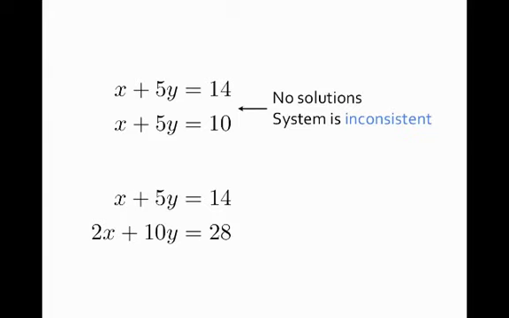And you can see why, perhaps, because the left-hand sides of the two equations are exactly the same, but the right-hand sides are different. So there's no way that x plus 5y can be equal to two things at the same time. The second system has infinitely many solutions, and you can probably see why with a little bit of work. The second equation is really just two times the first one. So really, these are two, quote-unquote, lines that are really the same line, just written differently. So there are infinitely many xy pairs that satisfy both of those equations.